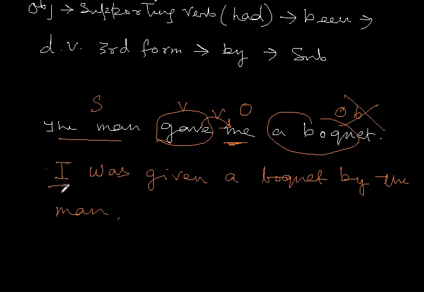So here it goes, subject, supporting verb. I have written supporting verb as SP. I, subject, was, supporting verb, given, third form. A bouquet, just a part of the sentence. By, and then the, sorry, this is object, I'm sorry, and this is the subject. Object, supporting verb, third form. This is the rest of the sentence. By the man. This is the subject.